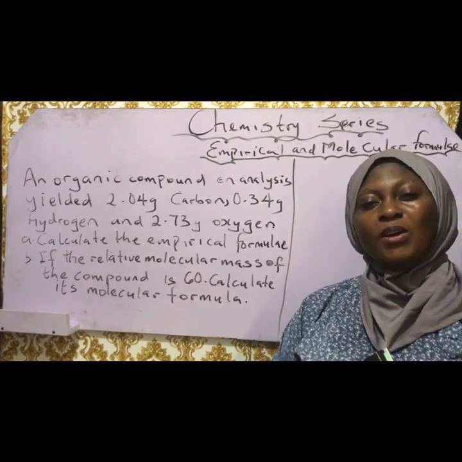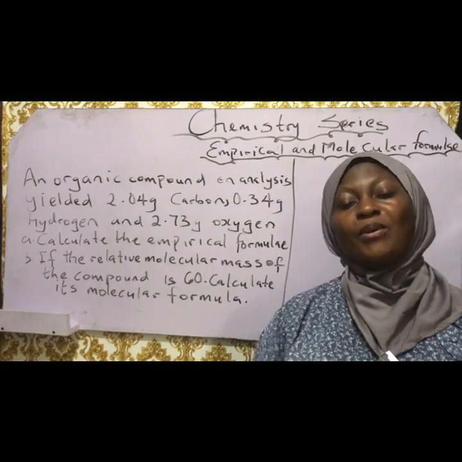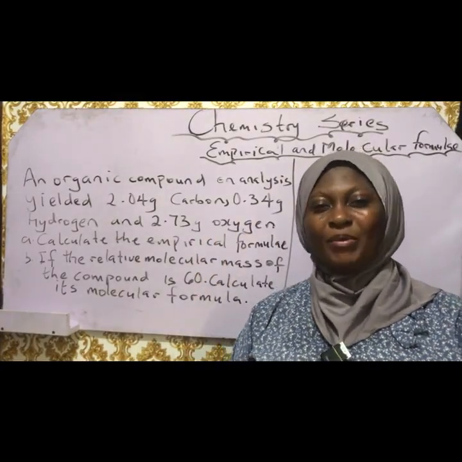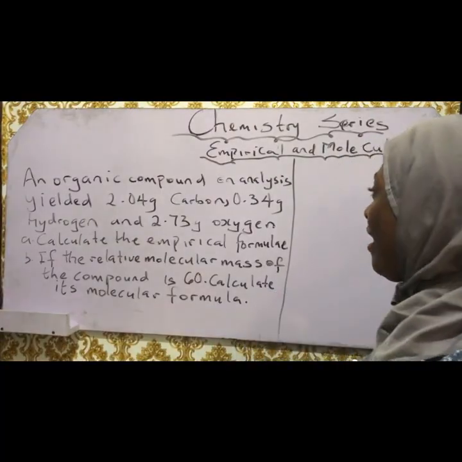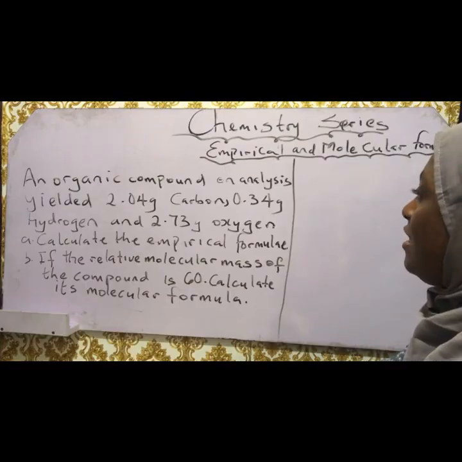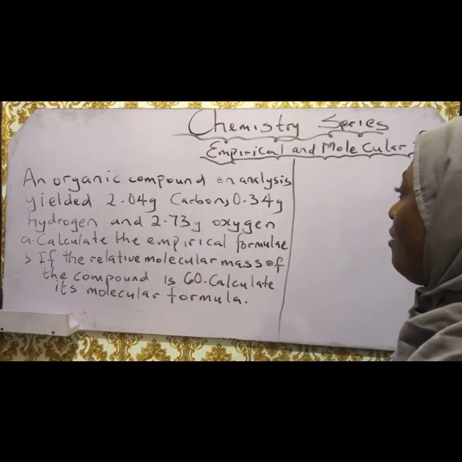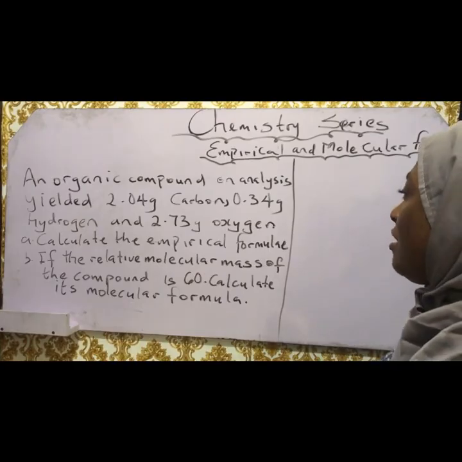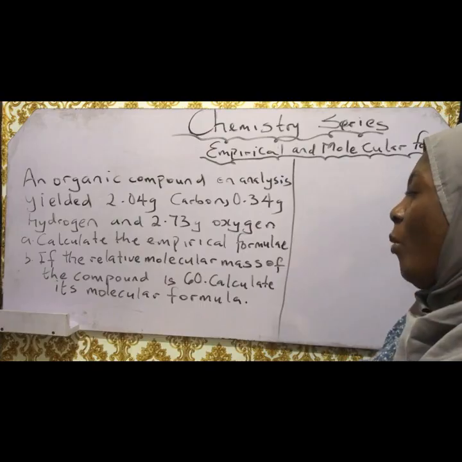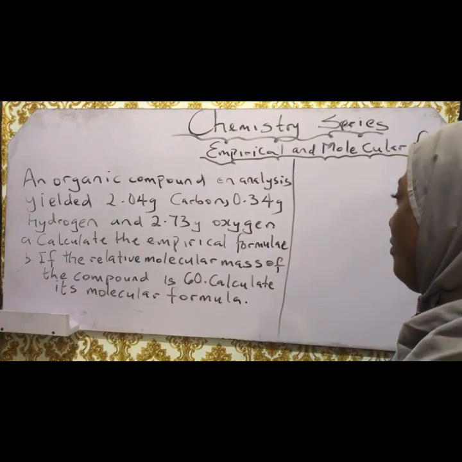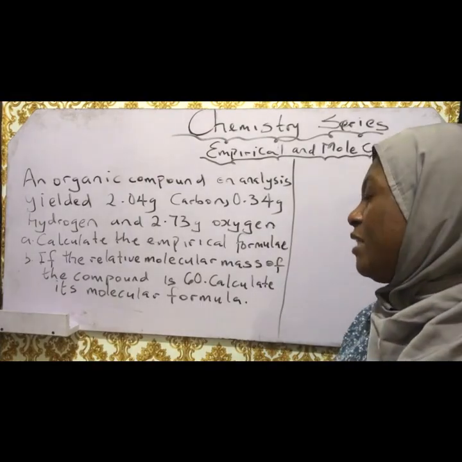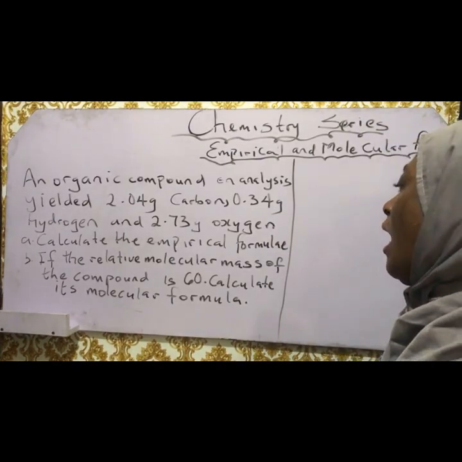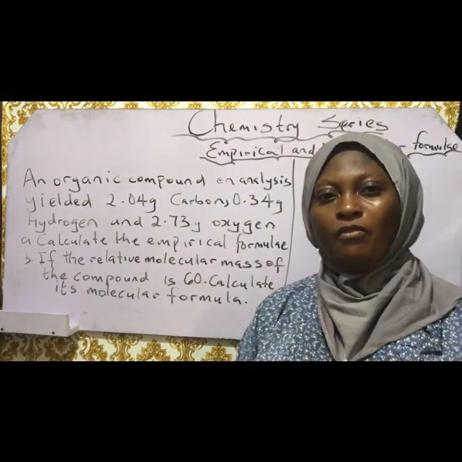In today's class, we are going to be solving some examples on empirical and molecular formula. Let's take a look at the example we have on the board. An organic compound on analysis yielded 2.04 gram carbon, 0.34 gram hydrogen, and 2.73 gram oxygen. Question A says calculate the empirical formula. And question B says, if the relative molecular mass of the compound is 60, calculate its molecular formula.